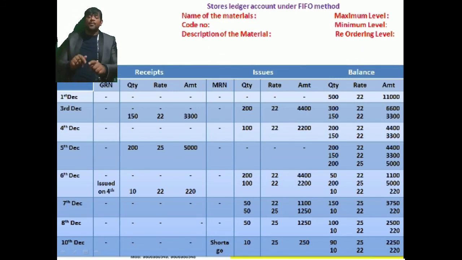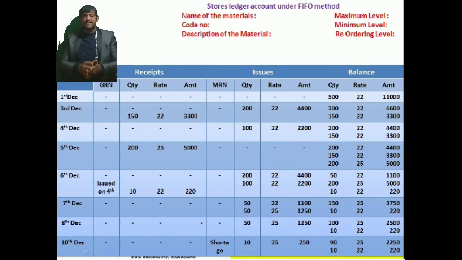So now open a separate table for calculation of closing stock. So open the table with 3 columns, that is quantity, rate, amount. Under quantity column, 90 units left out. So take down under quantity 90 units. So at rupees how much? 25 rupees. So 90 into 25, 2250 rupees, and 10 units at rupees 22, 220 rupees.